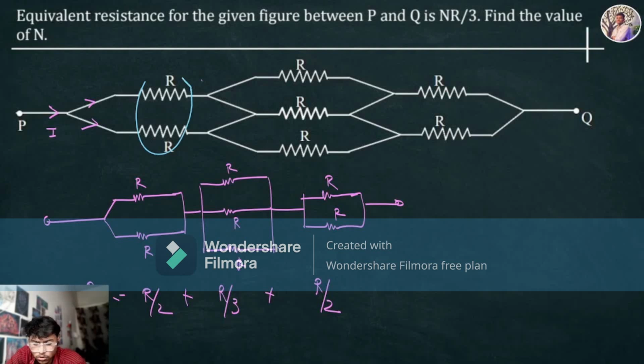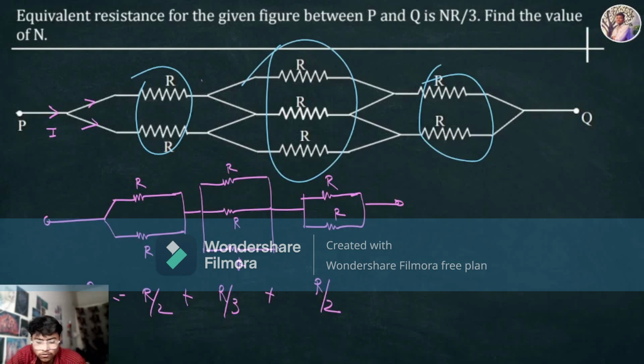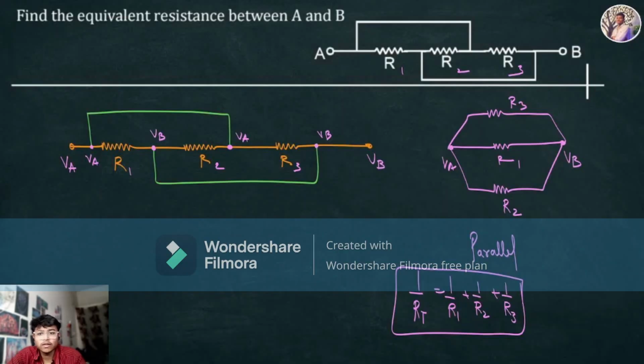So we have seen that this one and this one are in parallel. So this is R by 3, this is R by 2, and this is R by 2, in series. So we have to take the sum and find n. This is a very easy question. And for it, we have seen these points and these points here.